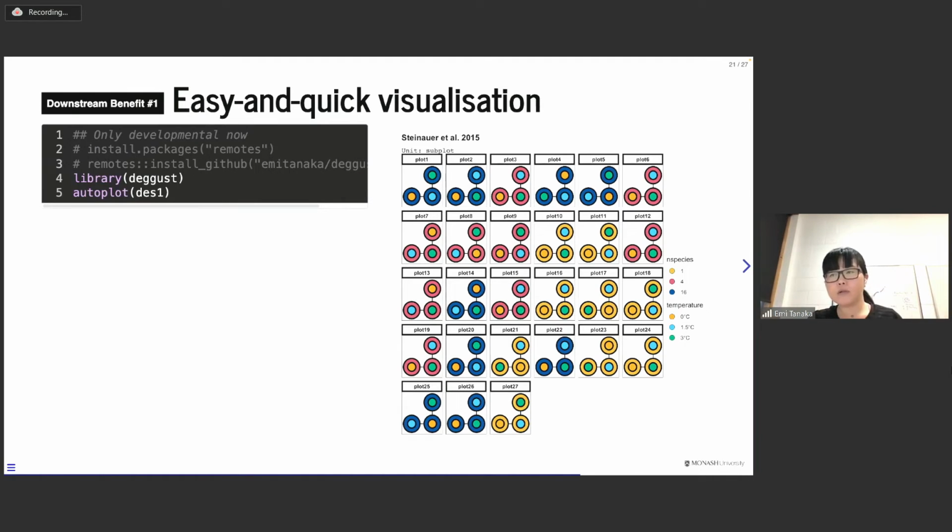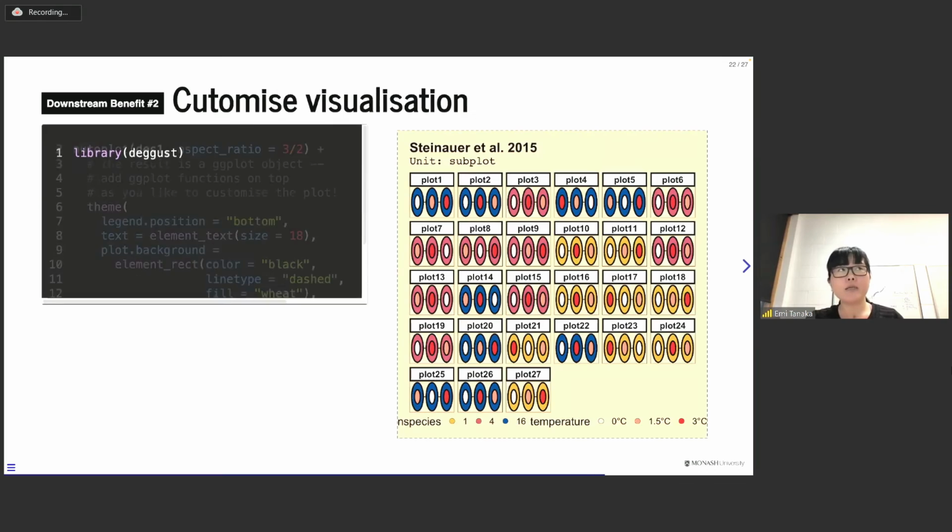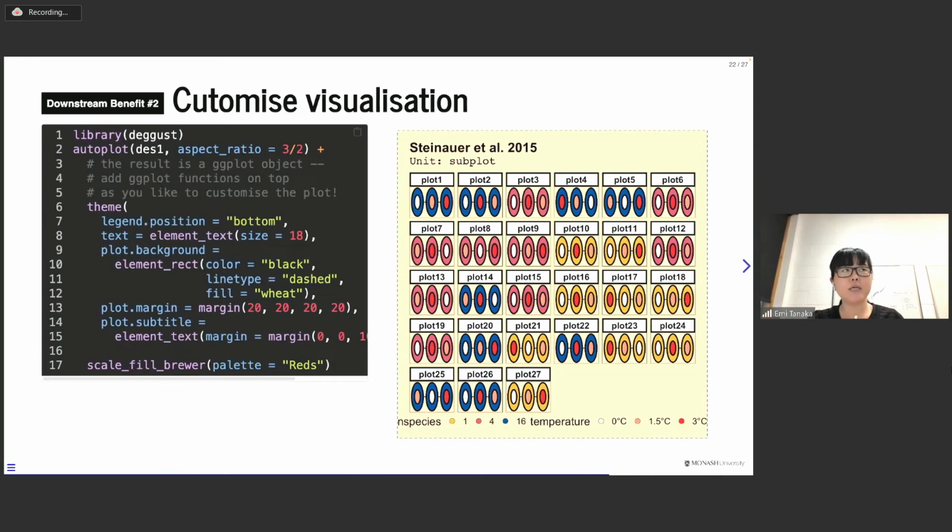So quick communication is indeed useful, but because it is a ggplot object, you can actually customize this visualization using your existing knowledge if you are already a ggplot user. So what's happening here is that I'm just modifying the design I had before. And then, you might want to actually publish your experiment design. So you want to polish it up.